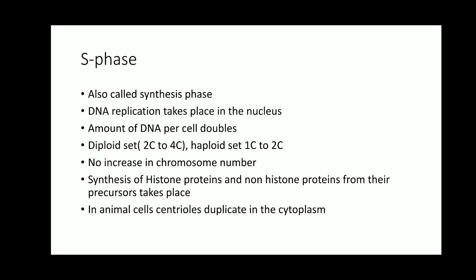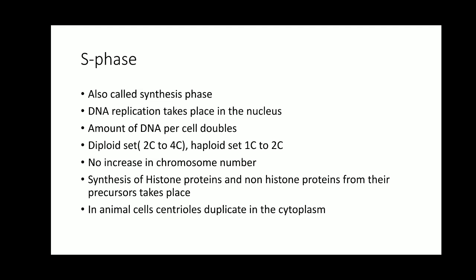In case of a haploid set, if the content is 1c, it will be increased to 2c. But the chromosome number in the haploid set will remain n, and in case of a diploid set, it is going to be 2n, not 4n. Clear? There is no increase in the chromosome number, but only an increase in the content of the DNA.